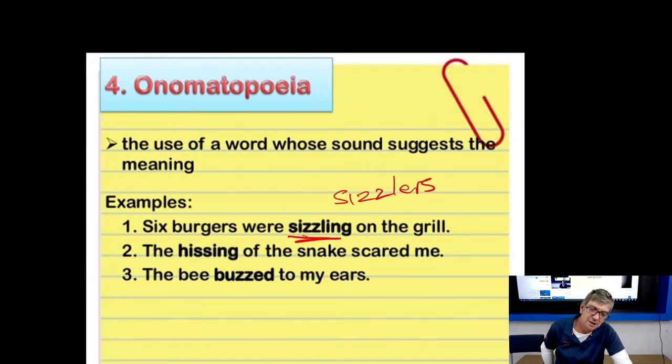And then what sound does a snake make? Well, it's a hissing sound, so it hisses. The hissing of a snake scared me. And bees buzz because of the sound that their wings make. So what other sounds are there that we write down? Pop, splat, bang.